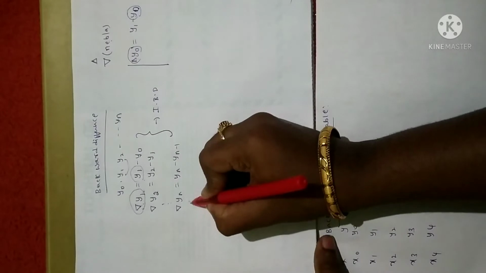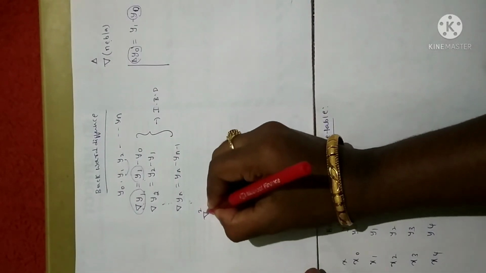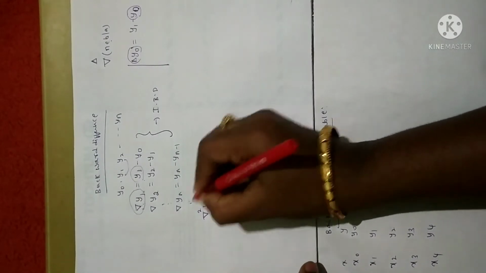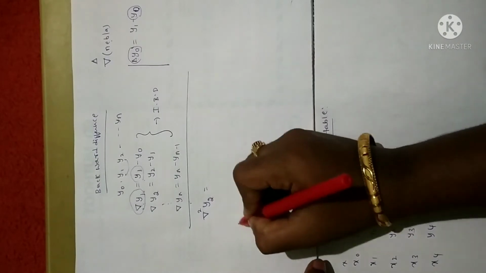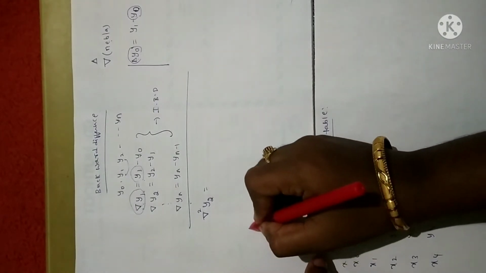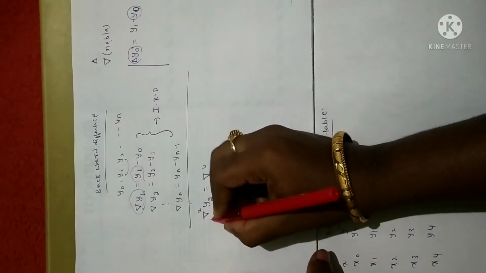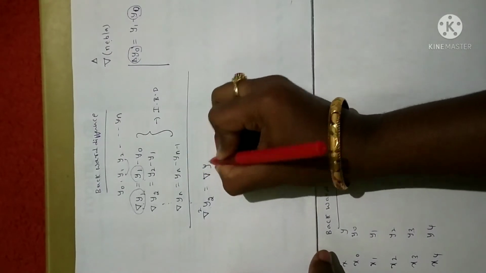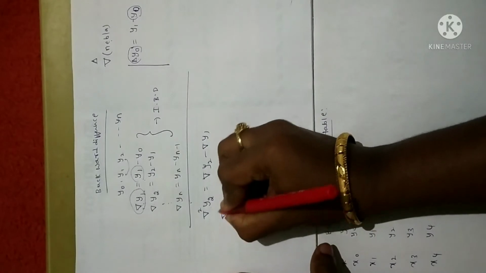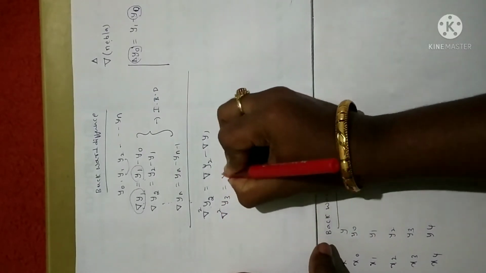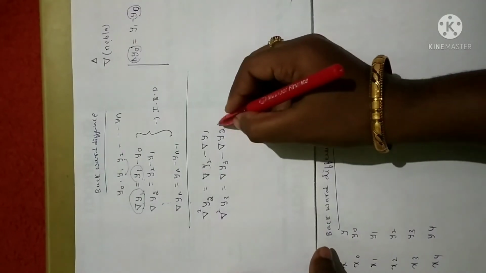Fine. Similarly, the second backward difference is represented by reverse delta square or nabla square of y2. Remember, the second backward difference will always start with y2. Similarly, the third backward difference will always start with y3. So nabla square y2 will be nabla y2 minus nabla y1, or reverse delta y2 minus reverse delta y1. Similarly, reverse delta square y3 will be reverse delta y3 minus reverse delta y2. So this is the second backward difference.